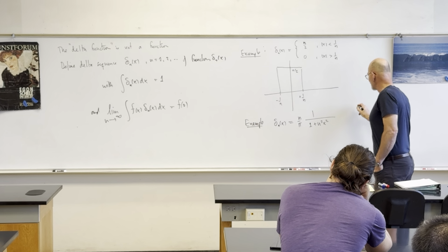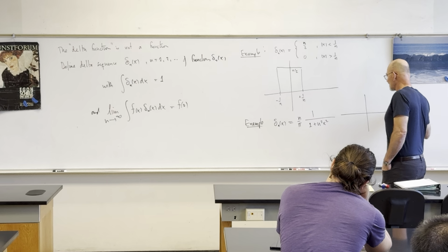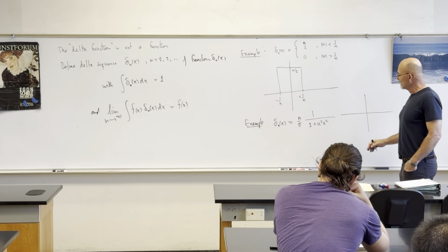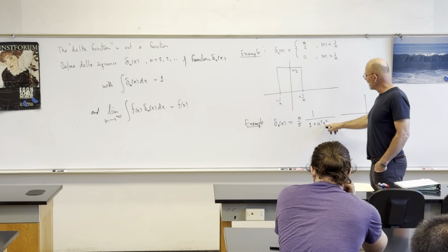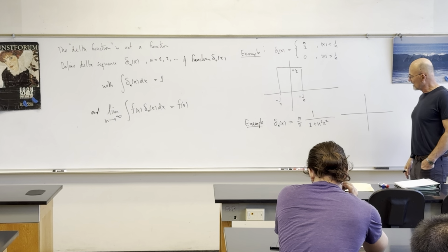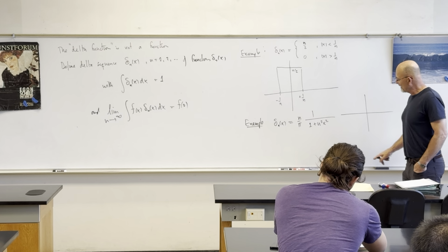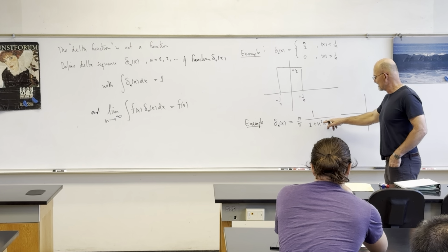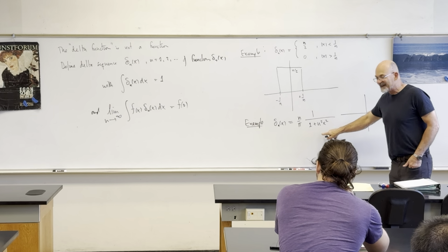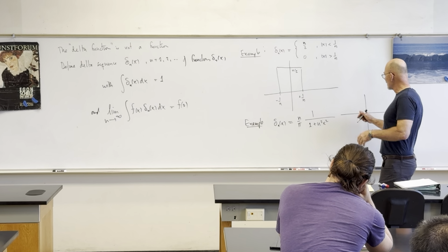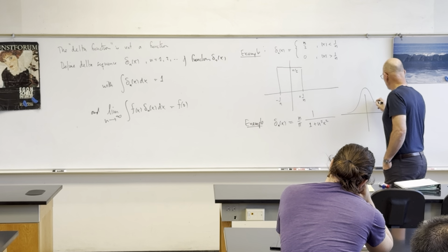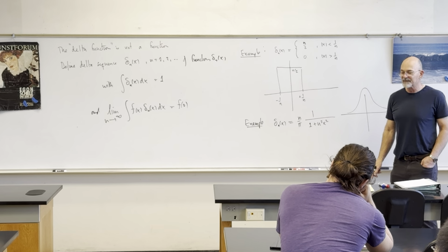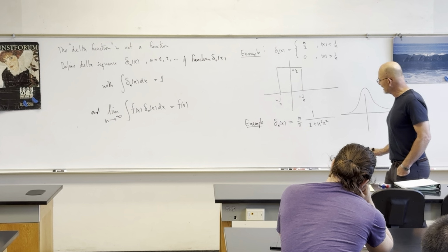Okay. Let's graph it first. The idea is that with increasing n, it gets taller and taller. 1 plus n squared x squared. With increasing n, you end up with n over n squared for larger n. So it's definitely going to have this property: get taller with n and get narrower with n. Okay. But do we recognize this?